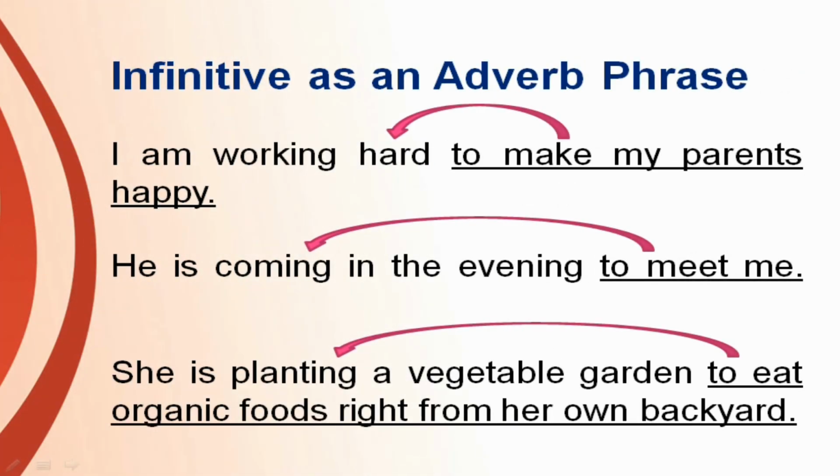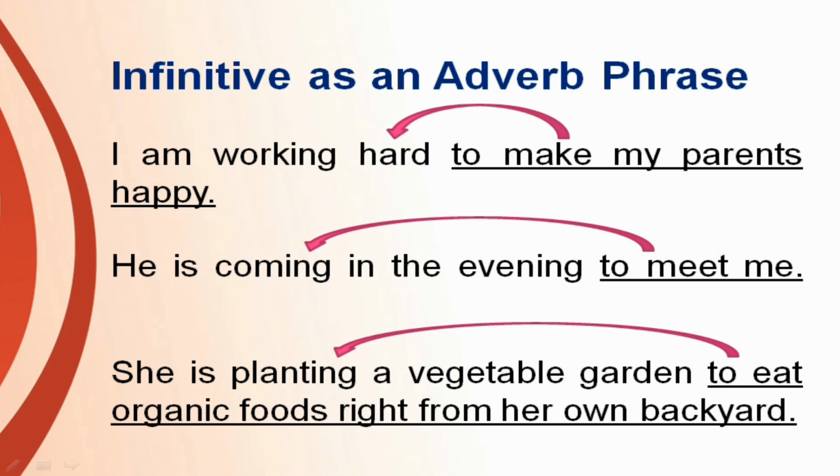Now, let's talk about how an infinitive phrase functions as an adverb phrase. Let's have the first example. I am working hard to make my parents happy. Here in this sentence, to make my parents happy is an infinitive phrase because it started with to plus verb first form and some other words. And this infinitive phrase functions as an adverb, and this adverb phrase describes another adverb, hard. So we can say this infinitive phrase functions as an adverb phrase in this sentence.